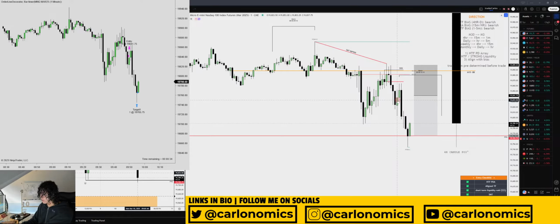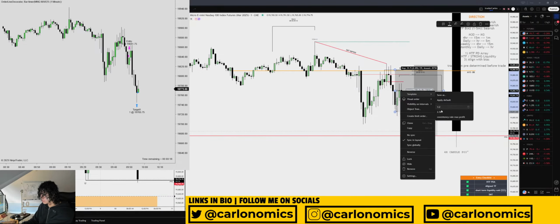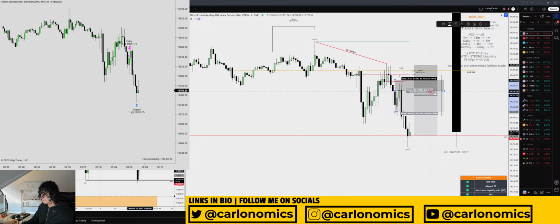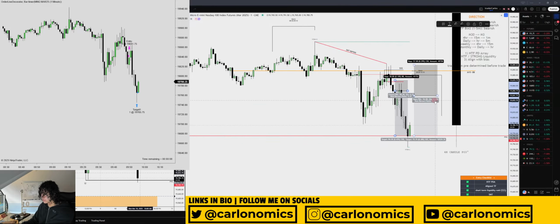The only reason why I don't give this trade a 5-star is simply because of the entry. Look at my entry. My entry is right here. If my entry were up here at this change in state of delivery or maybe this fair value gap, then I could have had a better stop loss and better trade management compared to this entry right here.